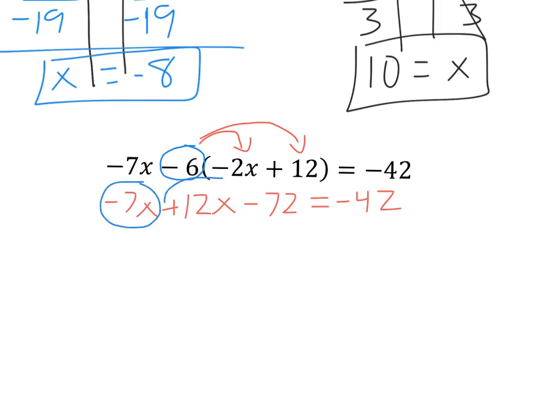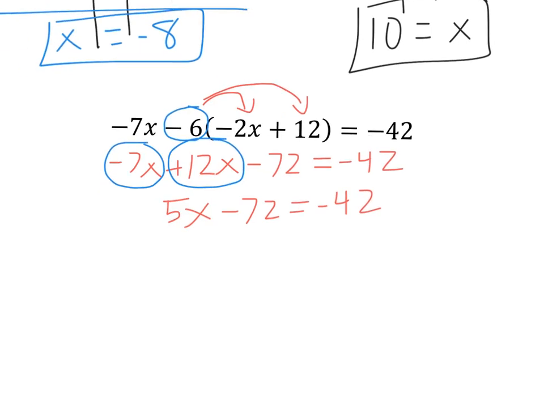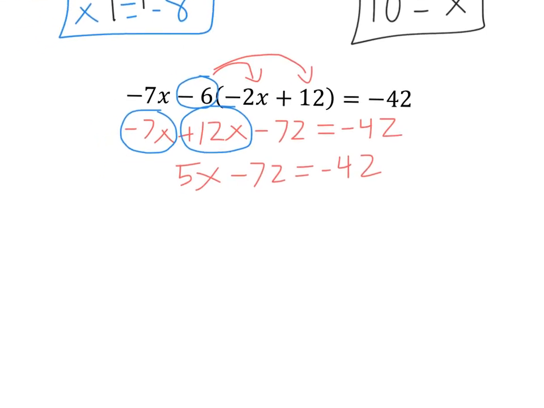We take that negative 7x plus a 12x. So we take negative 7 plus 12. That gives us positive 5x. We're still subtracting 72, and that is equal to negative 42. Now we're at the point where we can solve. So we can draw in our railroad tracks here.